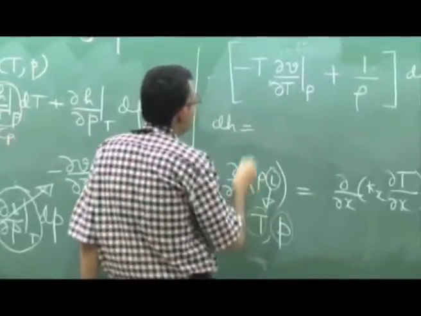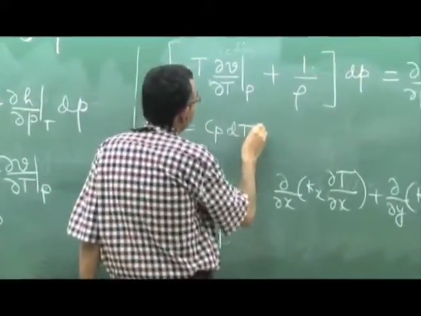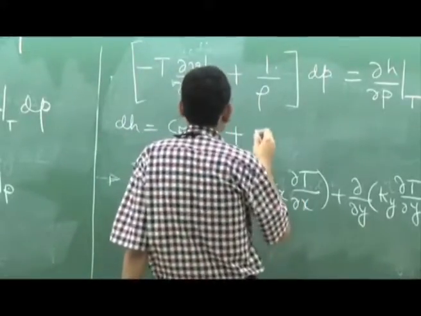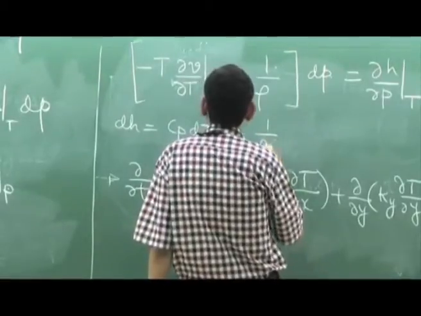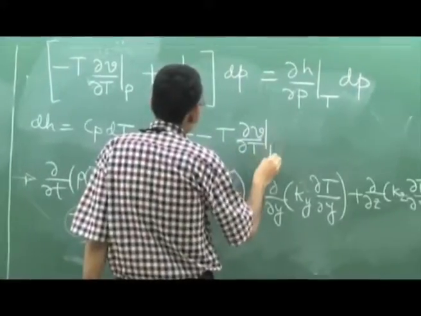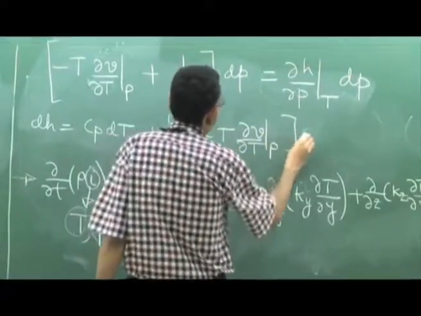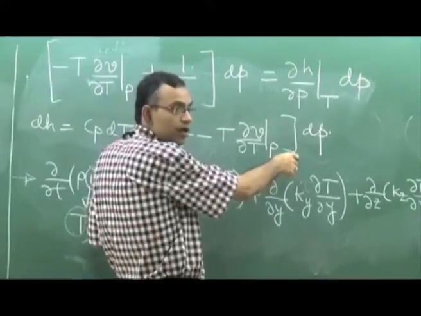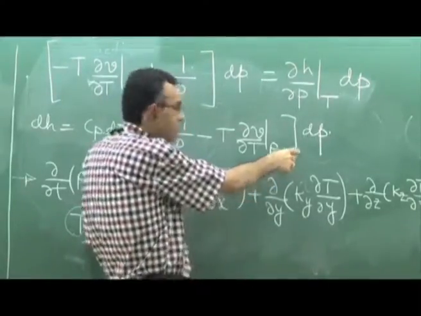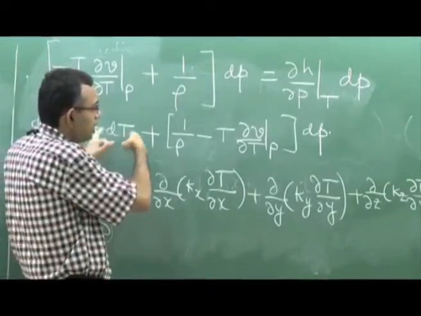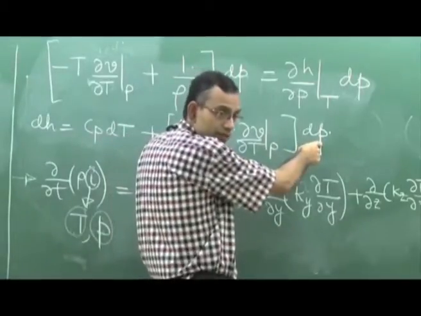dH equal to Cp dT, this is the contribution due to pressure. This is the total change in enthalpy. This is the change in enthalpy due to temperature, and this is the change due to pressure.